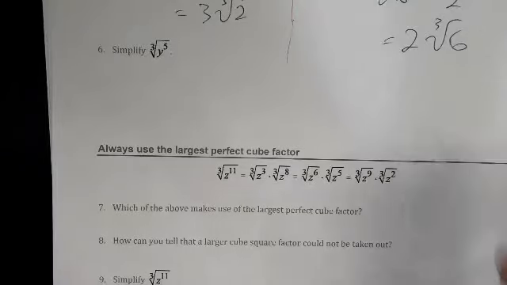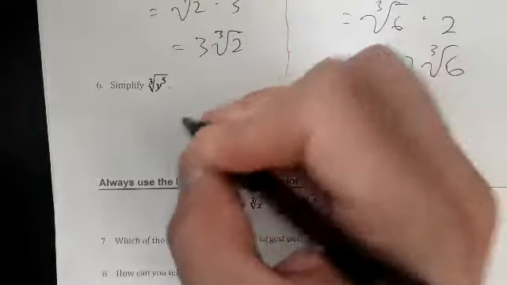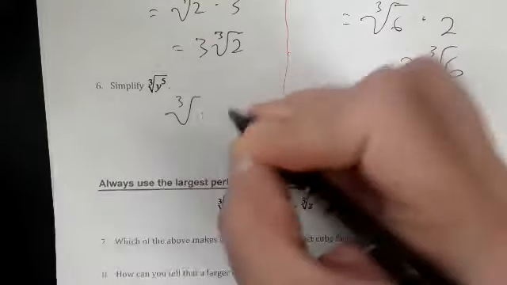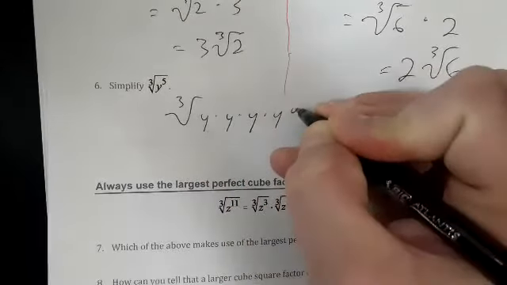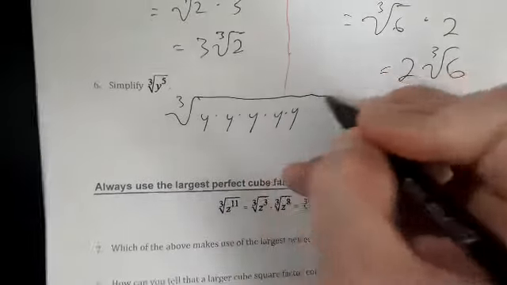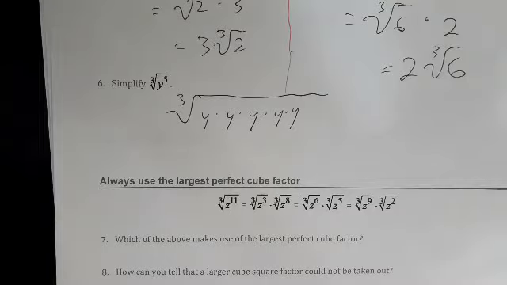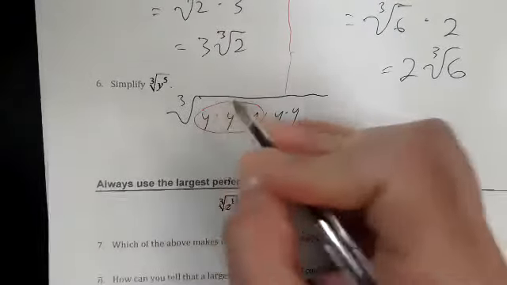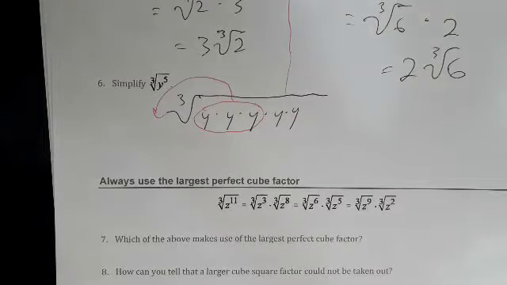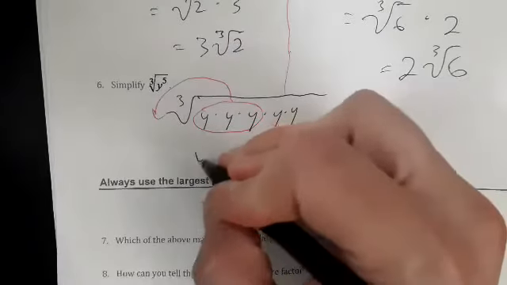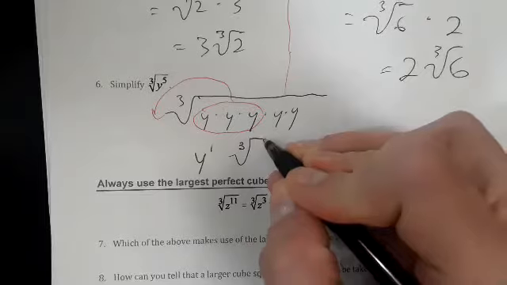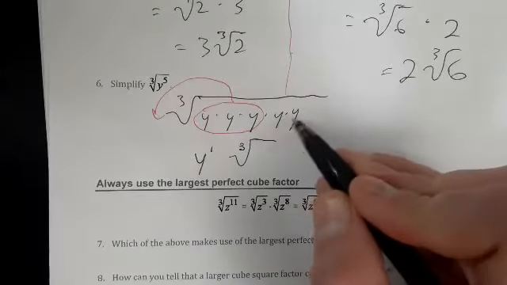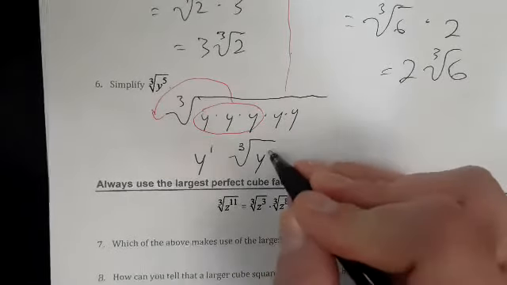Okay, so now we want to look at this thing. So if I have y to the 5th under a cube root, so I do the cube root, and I write out my y 5 times. I'm looking for a cube root. I want to circle 3 of these things. I circle 3 of them, and I bring them out as 1. So I can bring out a single y. And I'm going to have a cube root. I still have 2 of these things remaining underneath here.